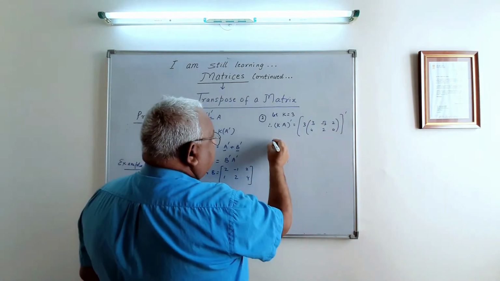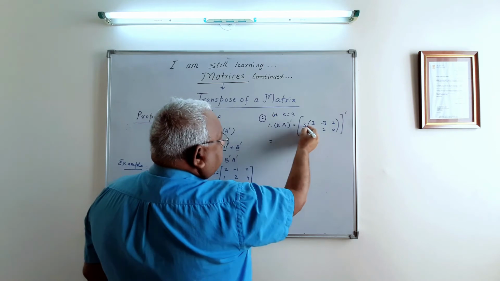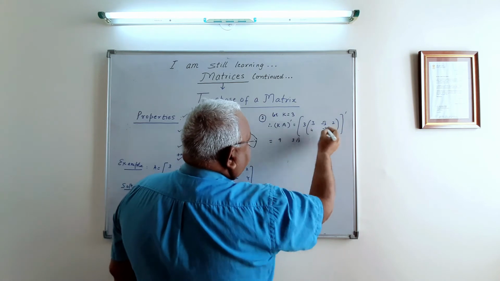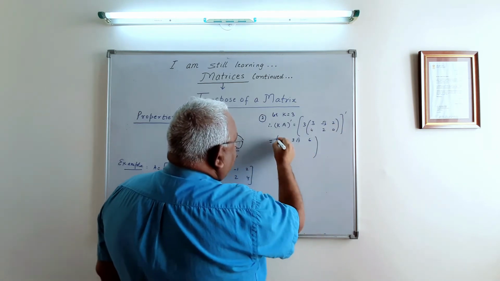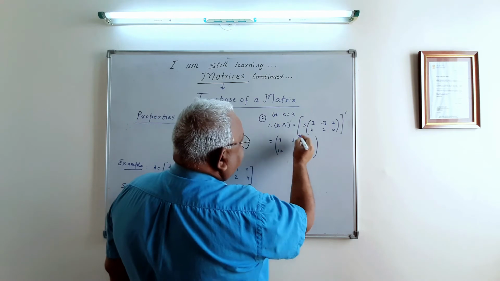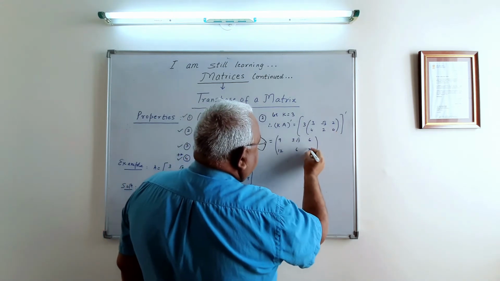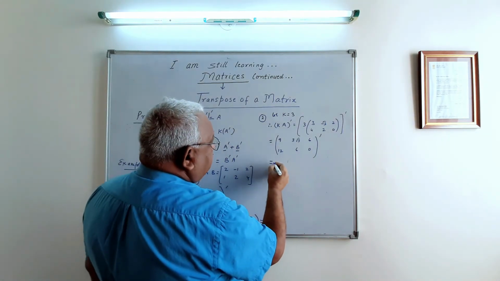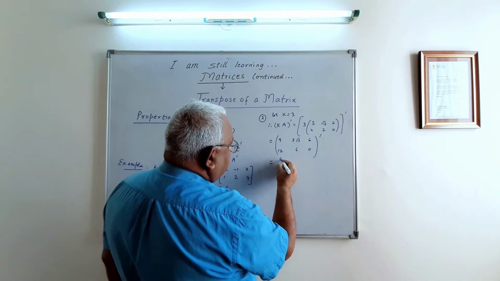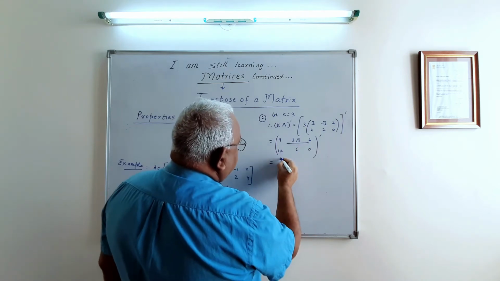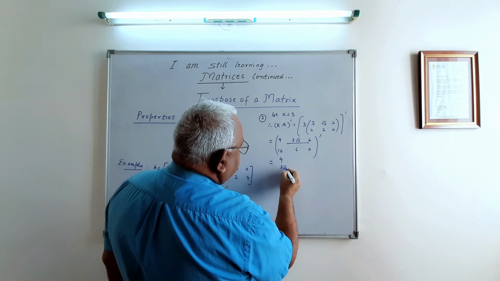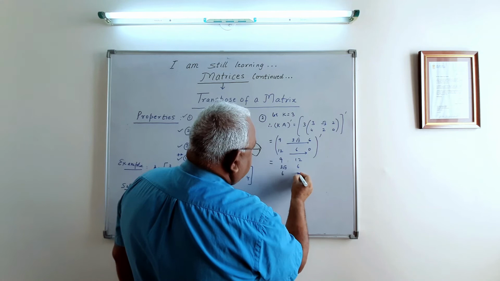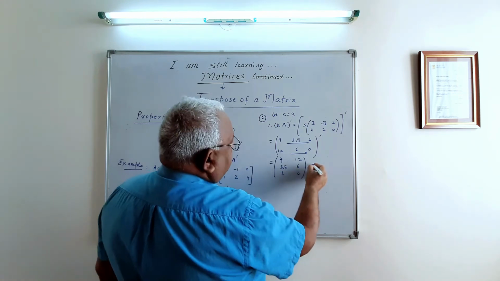So when you know the scalar multiplication, what will happen? 3 3s are 9, and this will become 3 root 3. This will become 6. 3 4s are 12. 3 2s are 6. 3 0 is 0, and then the transpose. That will become 9, first row will become first column, and second row will become second column. This is, call it 1.